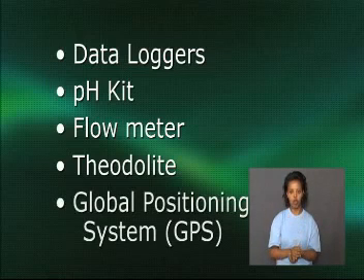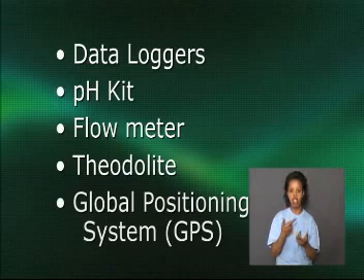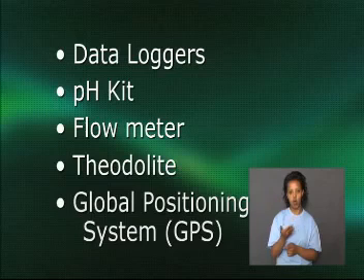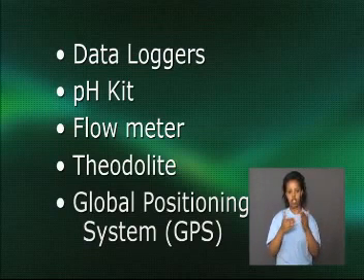The most recent addition to the list of common tools used by biologists is a Global Positioning System, or a GPS. This equipment makes it possible for biologists to record positions quickly and make accurate maps of area of study.